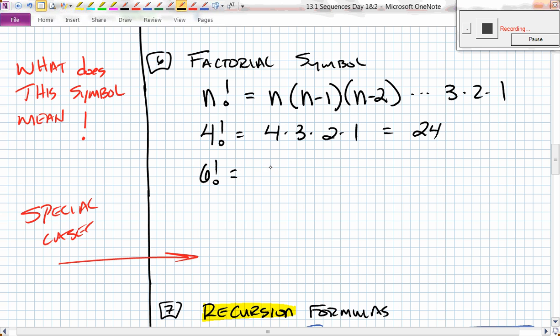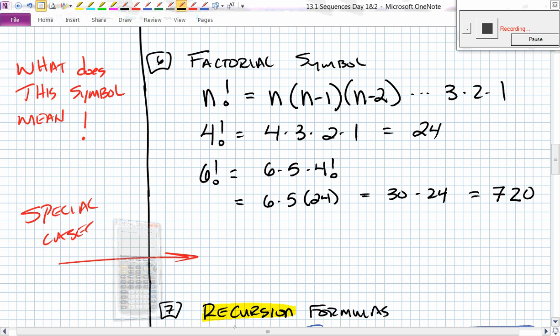Well, isn't that 6 times 5 times 4 factorial? Isn't that just 6 times 5 times 24? Isn't that just 30 times 24? What would that be? 720. I don't know. Is that right? Well, it's 120 times 3.